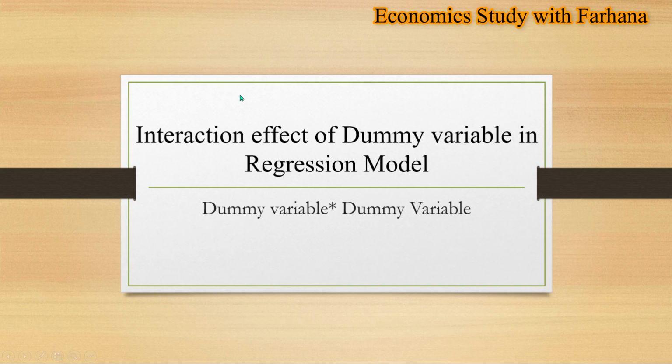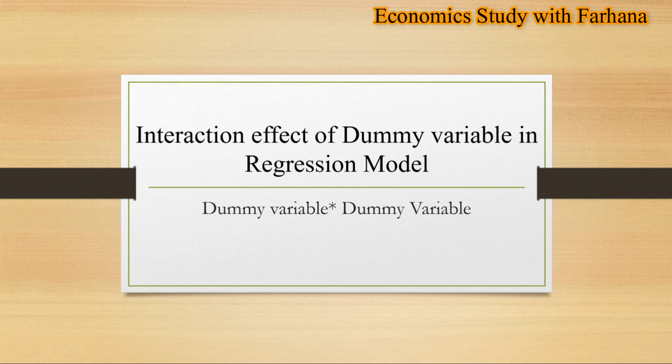Basically, today I am going to tell you how we interpret the regression result when there is interaction between two dummy variables. In my previous video, I told you how we interpret the regression result when there is an interaction effect between a continuous variable and a dummy variable. The video will pop up at the top. You can watch that video also.